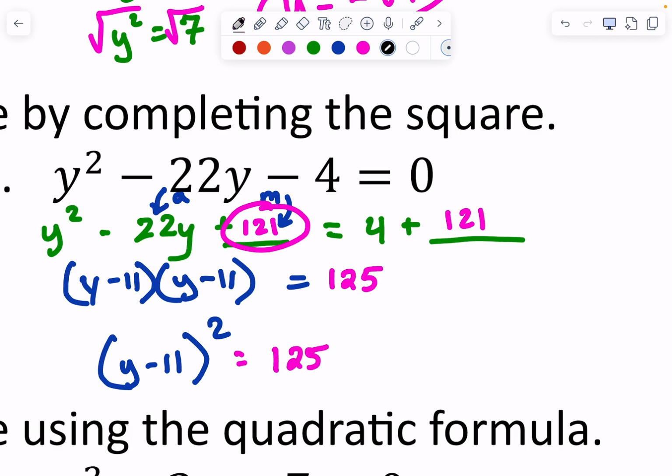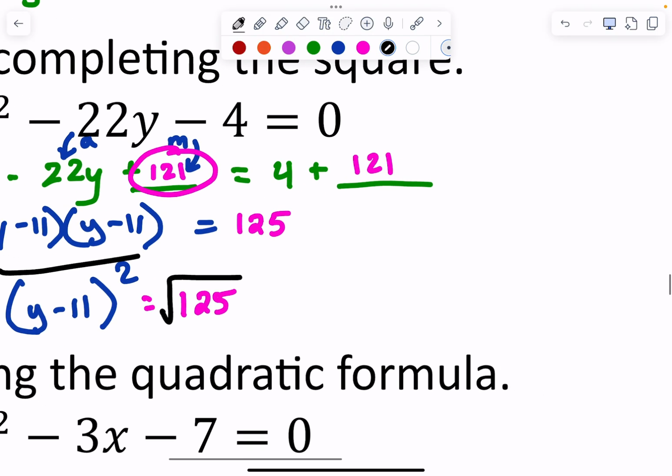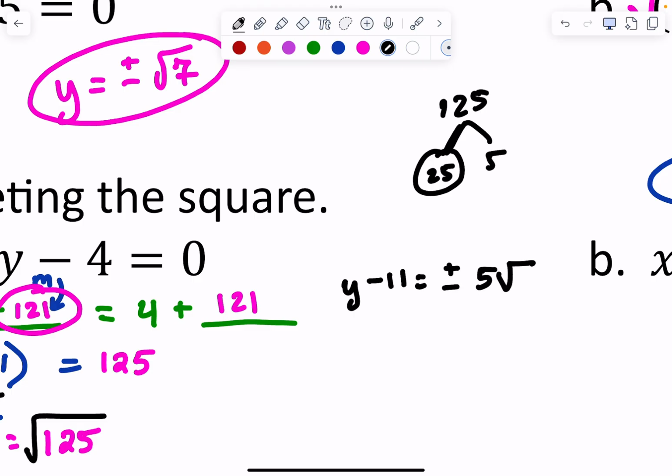And then we do what we did in the last problem, which is take the square root. The square root of 125 does not come out nicely, but it does break down. 125 is 25 and 5. So it is plus minus 5 square roots of 5.